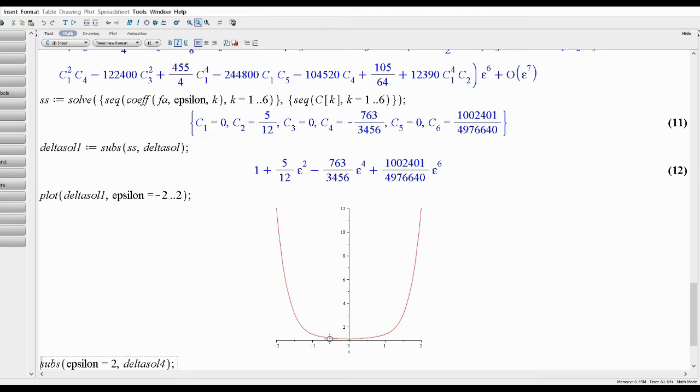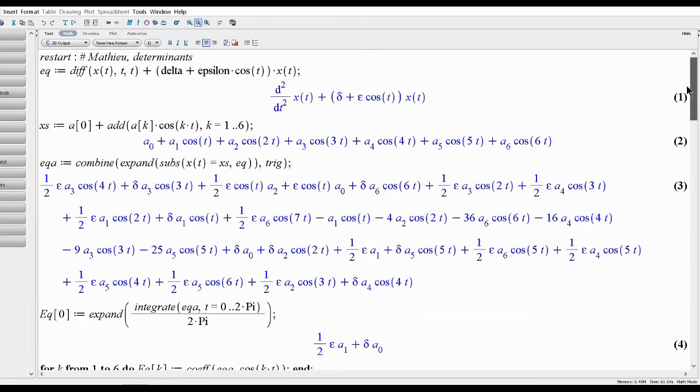This is not a very good way to plot for large values, because this polynomial goes up. Actually, there are many terms. If you want to go far into larger values of epsilon, you must use other methods, but we have got a local expansion, at least, that you can see. Okay, so this was one solution.